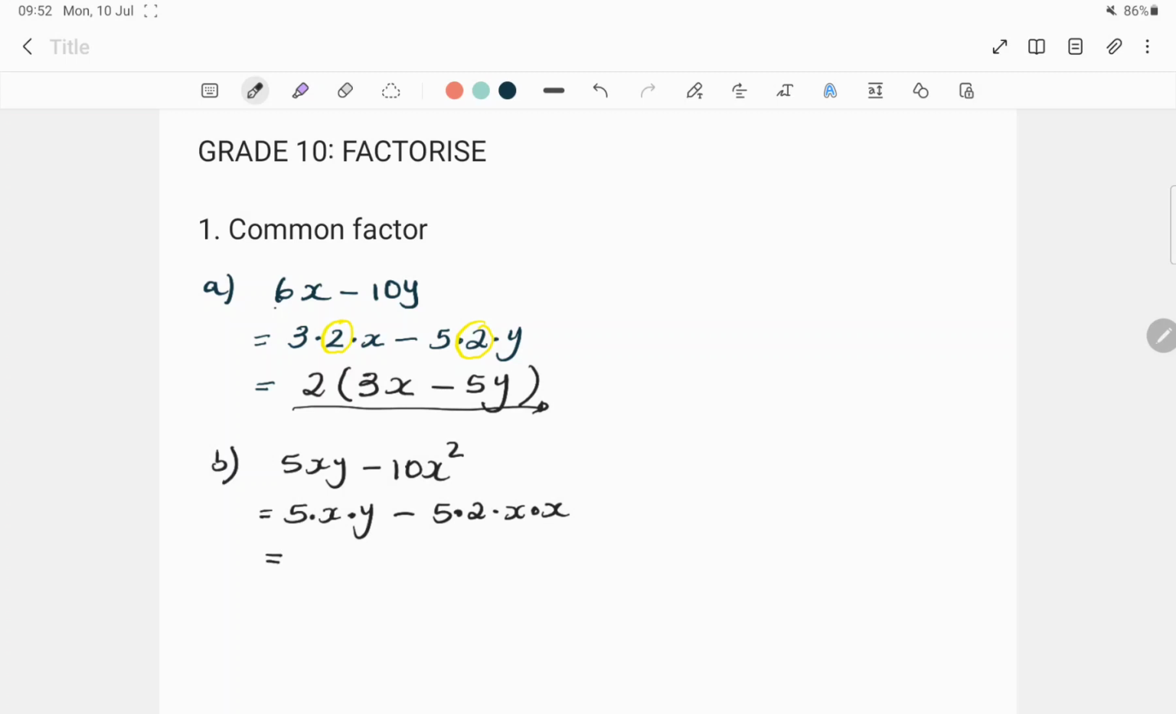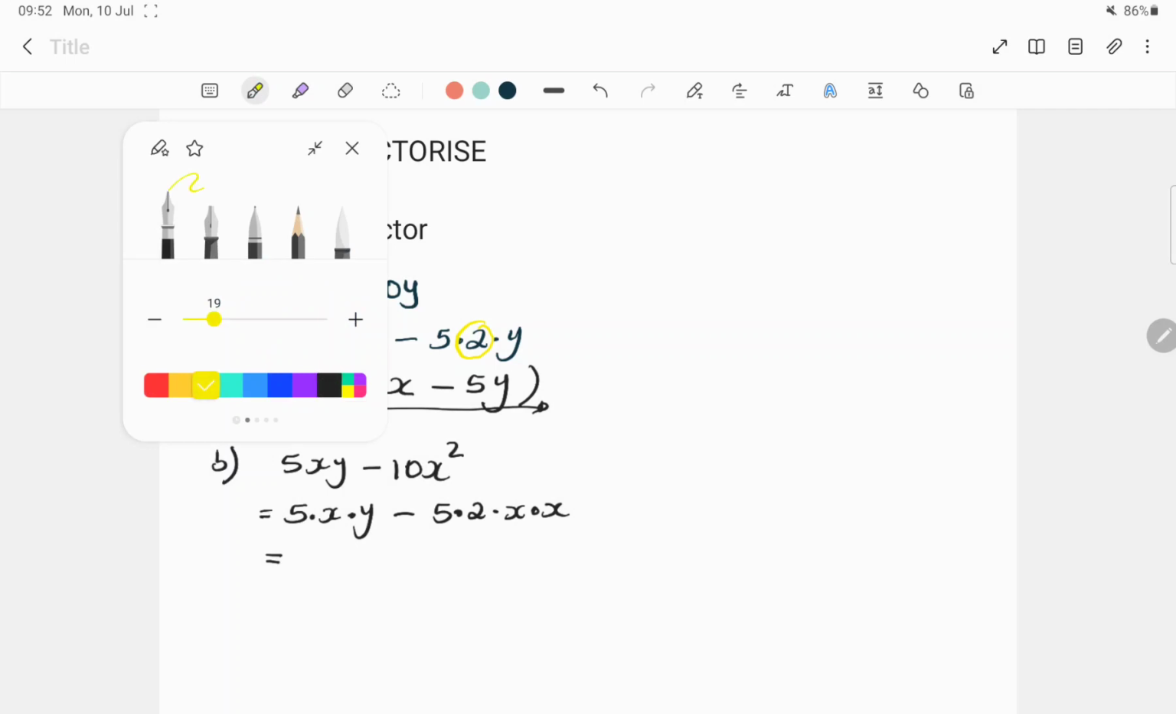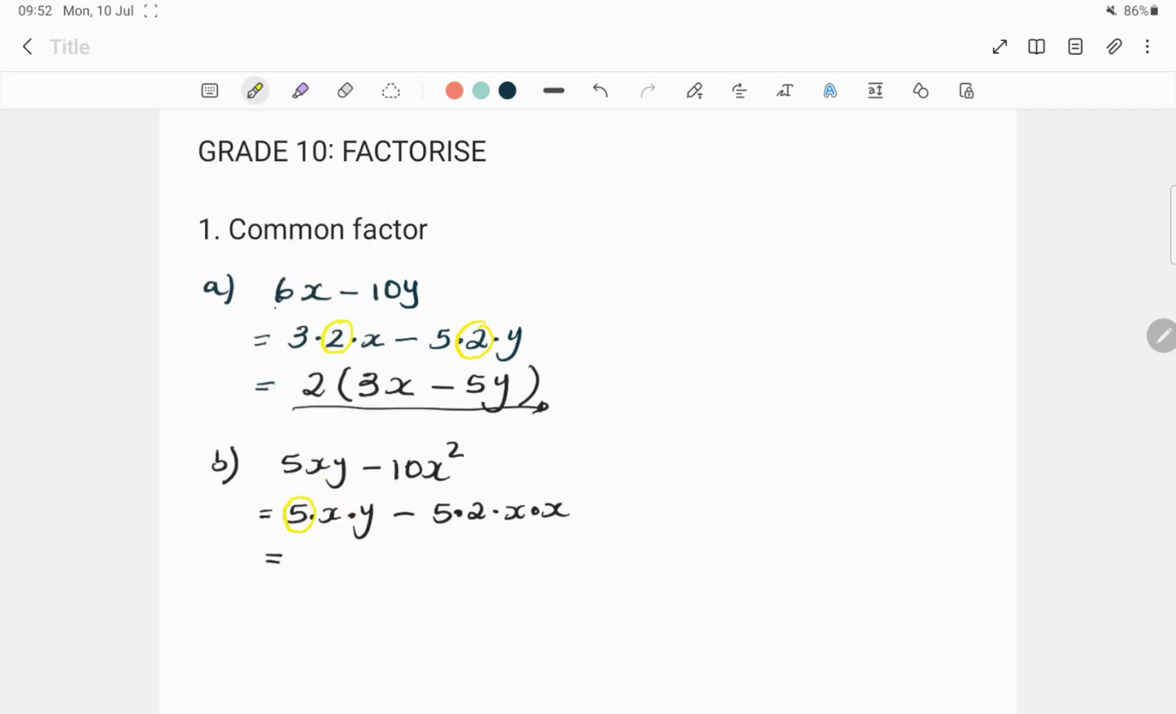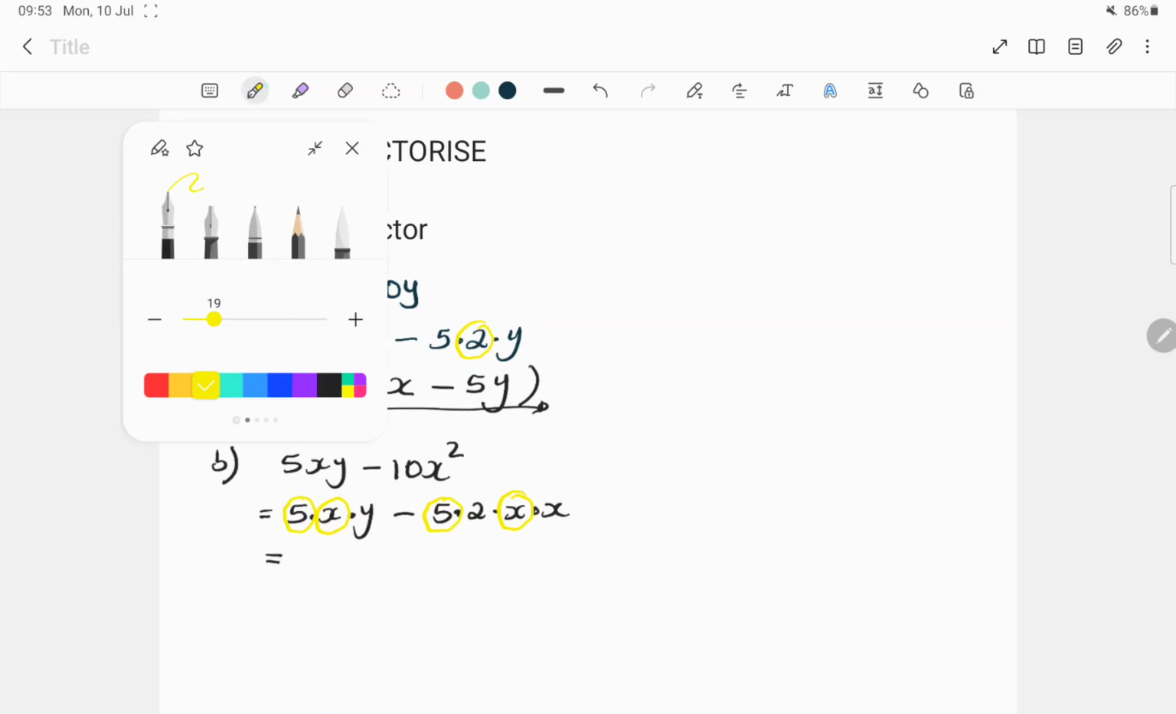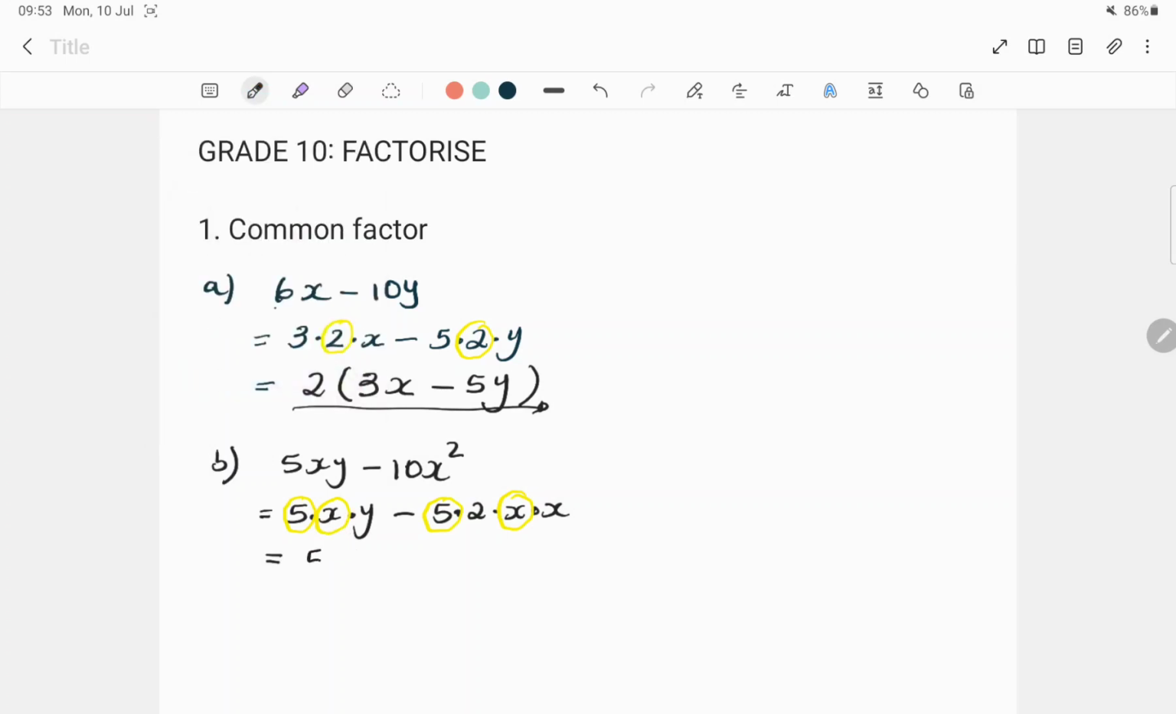Then you identify the same number on both terms. So I'm having 5, I'm having 5, I'm having x, I'm having x. Then you take this 5x as your common factor. Then it will be 5x. Then you open a bracket, you close the bracket and keep your sign. Then what is remaining here? It is y. What is remaining there is 2x. Then you factorized.